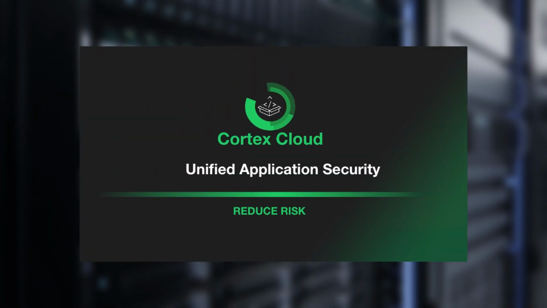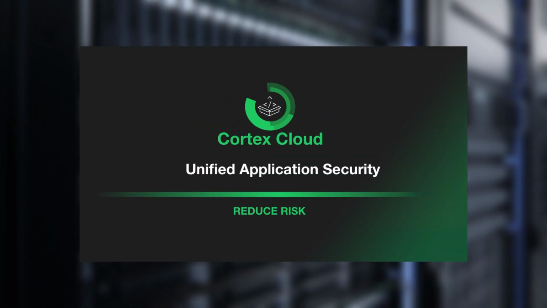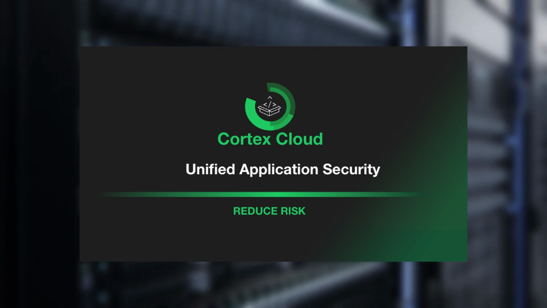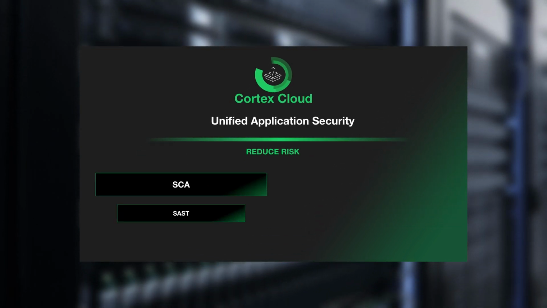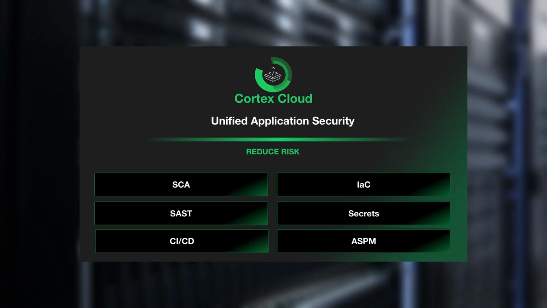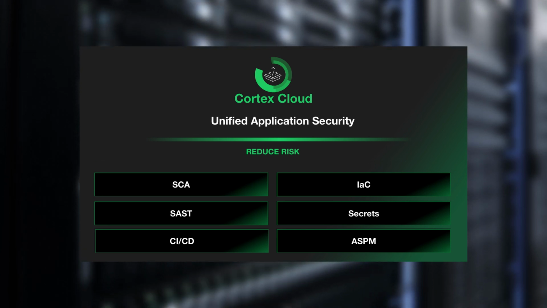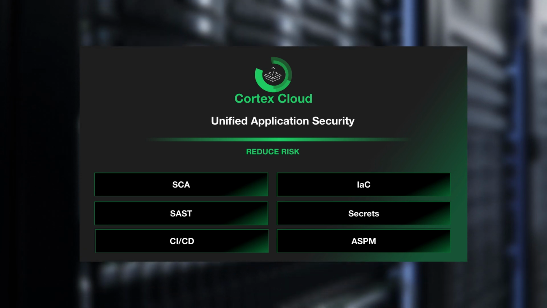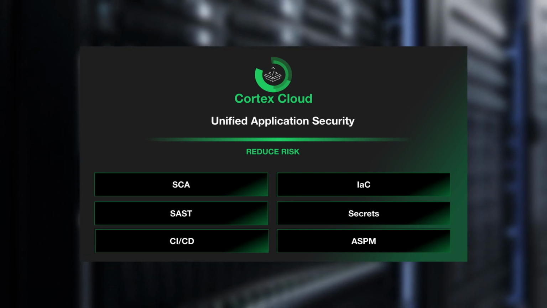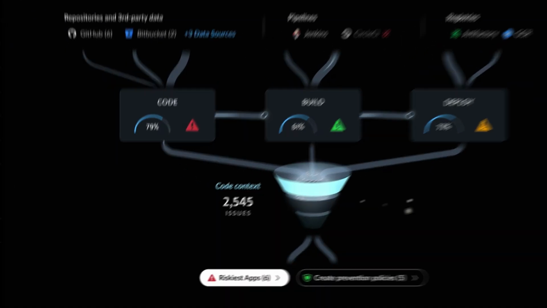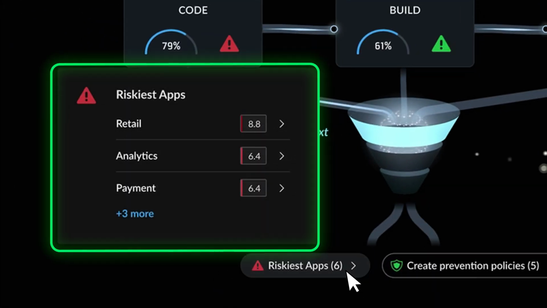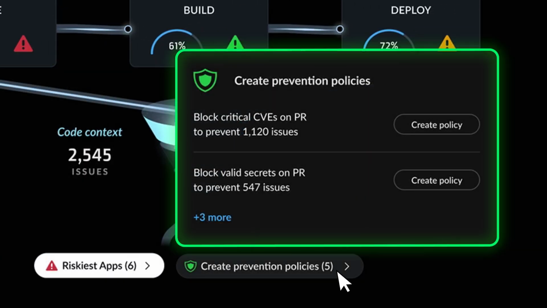Build secure apps and prevent issues before they become breaches with integrated application security. Cortex Cloud identifies and prioritizes issues across the entire development pipeline with end-to-end context across code, runtime, cloud, and third-party scanners. Industry-leading ASPM identifies the riskiest applications and automatically implements policies to prevent future risks.